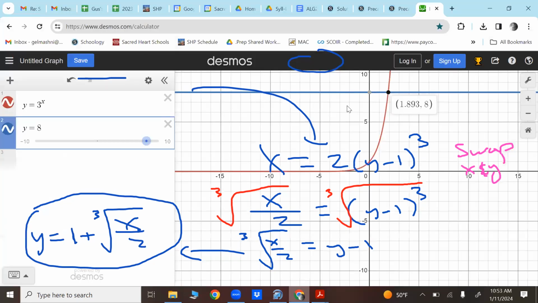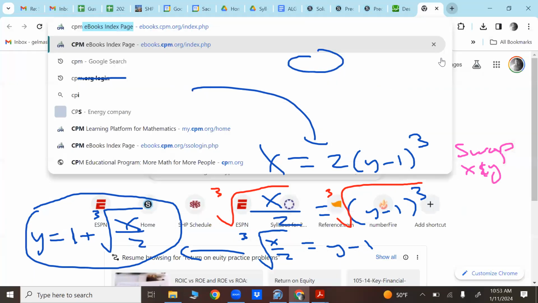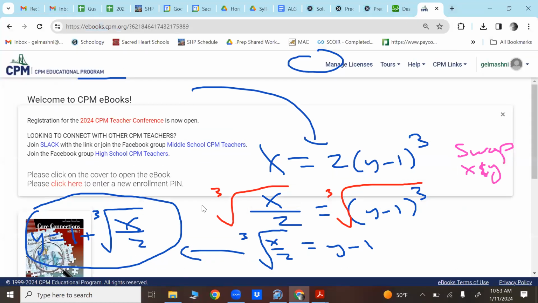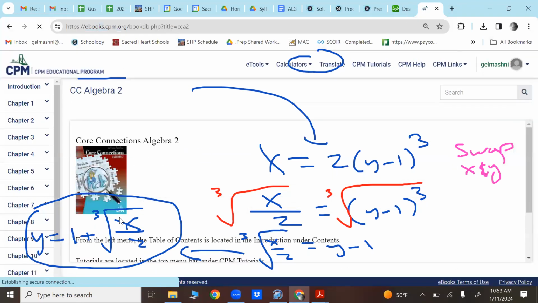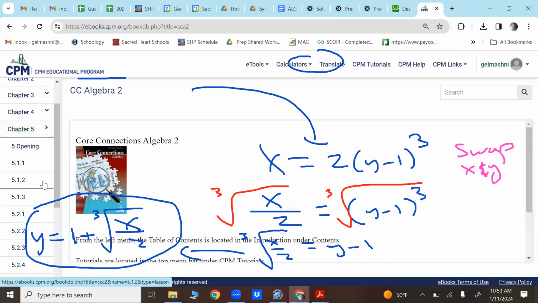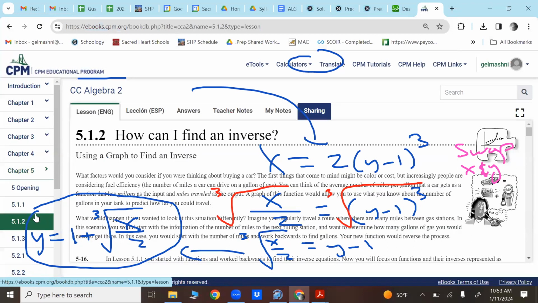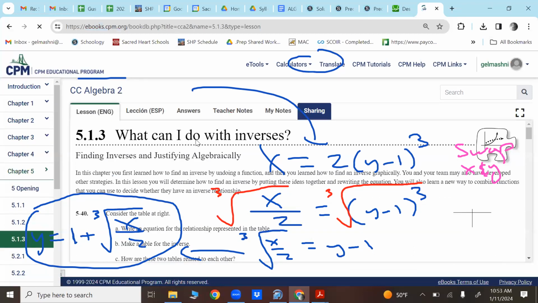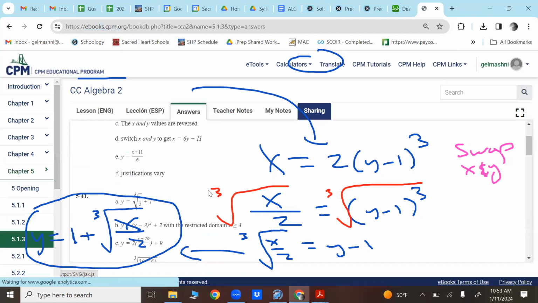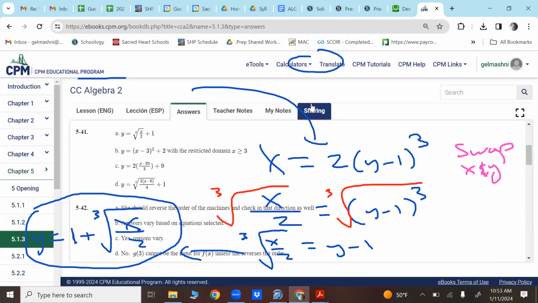Just going to pull up CPM because I just don't feel like working these out. They're not the most exciting problems. But if I have the answer key, why not, right? Yeah, I've got the answers all queued up now.